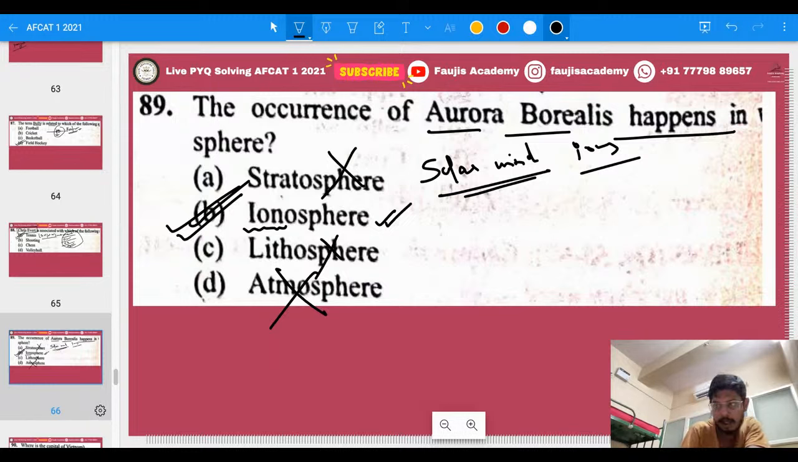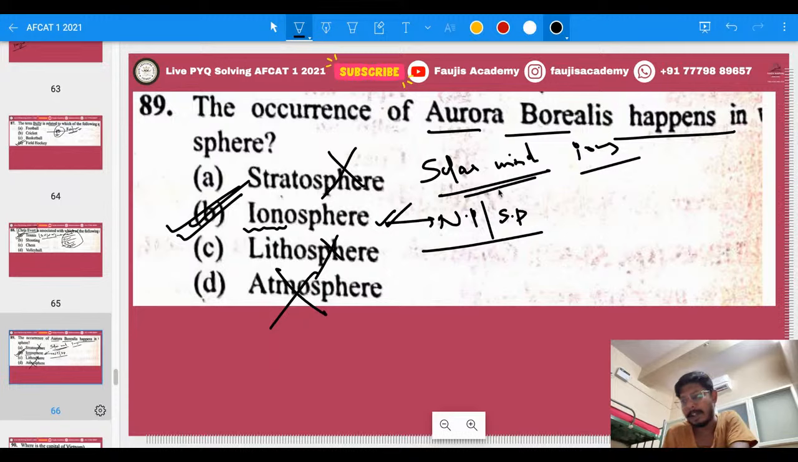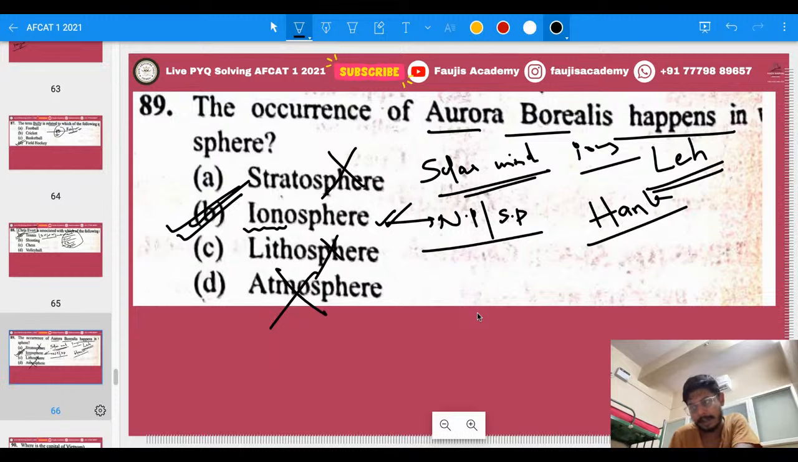Generally you will see the aurora borealis in the North Pole and South Pole, but in India also there is a place where we can see it. That place is Leh Ladakh. If you make it to the army, you will be posted to Leh. There is a place called Hanle. The people who are interested in gazing at stars can go over there. That's a very beautiful place.